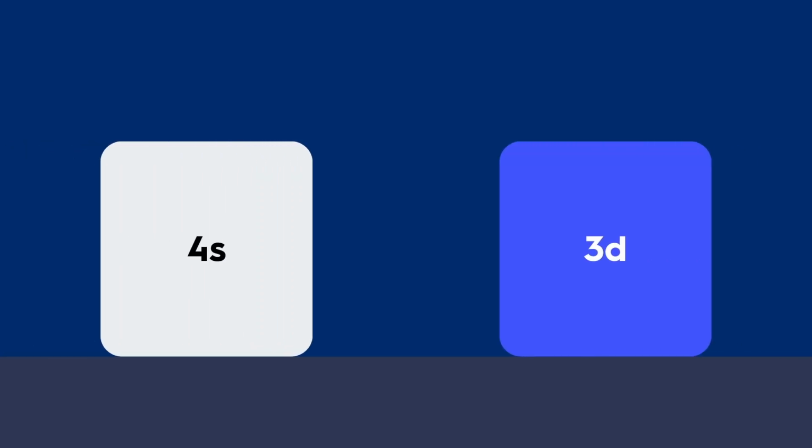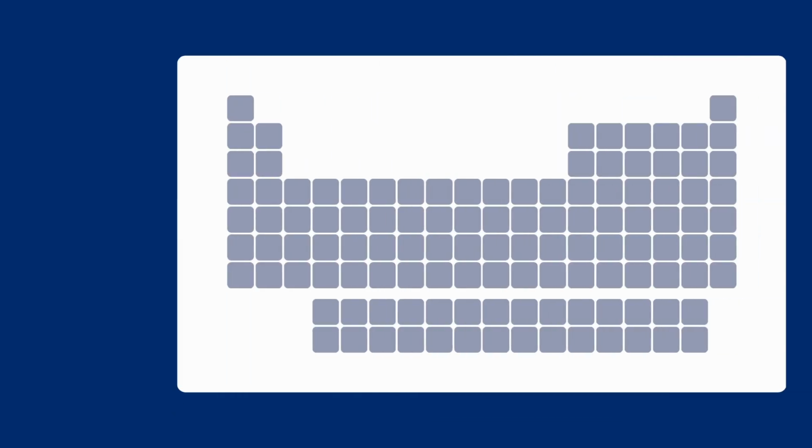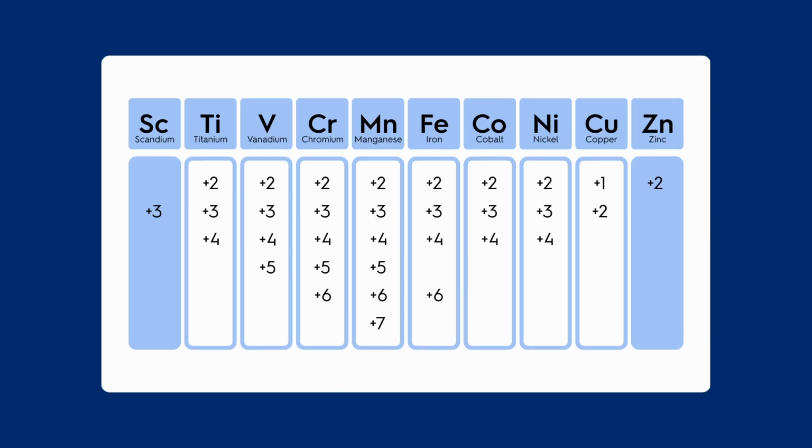Here's the big idea. Transition metals can use both their outer 4s electrons and some of their 3d electrons in bonding. Because those energy levels are relatively close, they can lose different numbers of electrons in different reactions. Across the first row of the transition metals, the ends are boring and the middle is busy.